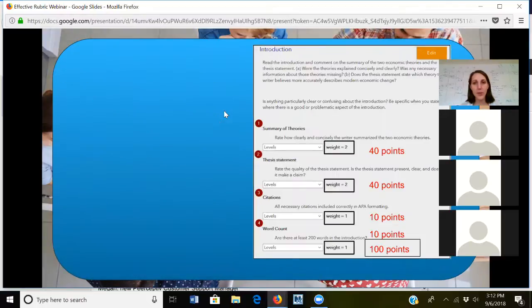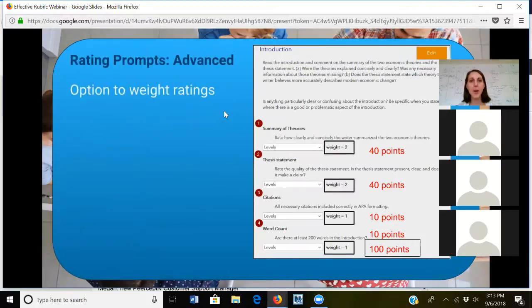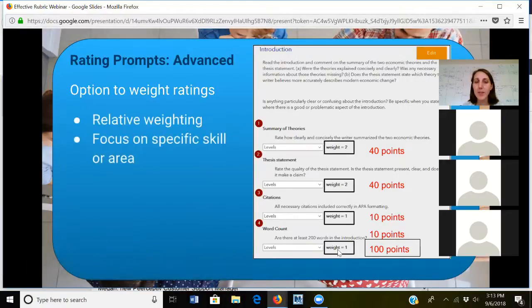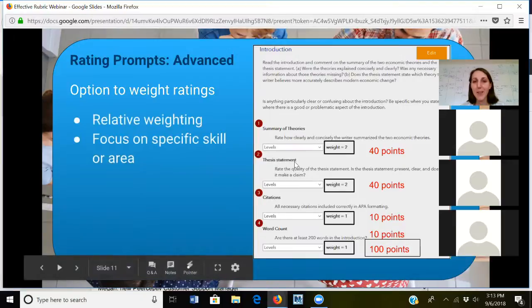There's also here an option to weight ratings. So you can see the summary of theories and the thesis statement are weighted as 2. It's relative weighting, so they're given double the weight of something that's weighted with a 1, like citations and word count. This lets you focus on a specific skill or area if it's the beginning of the semester and you really want to work on thesis statements or hypothesis or some specific element.